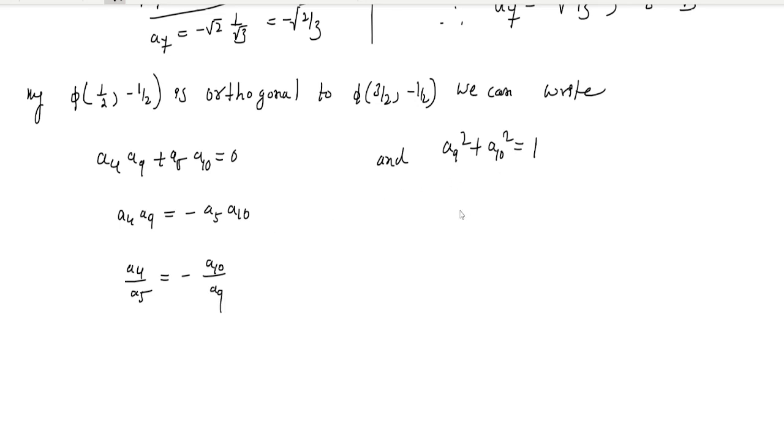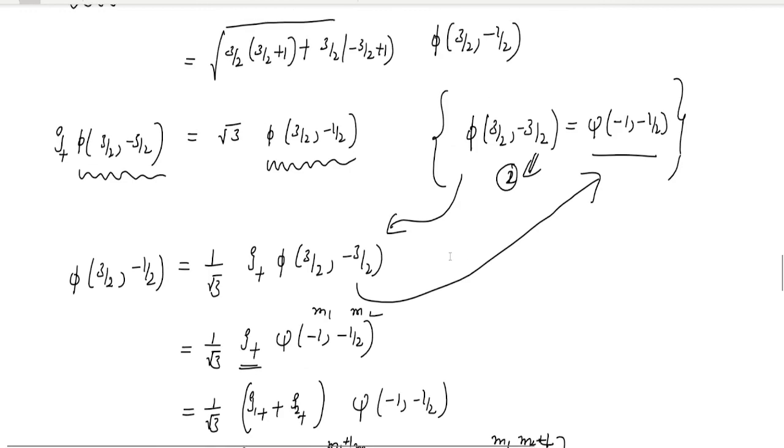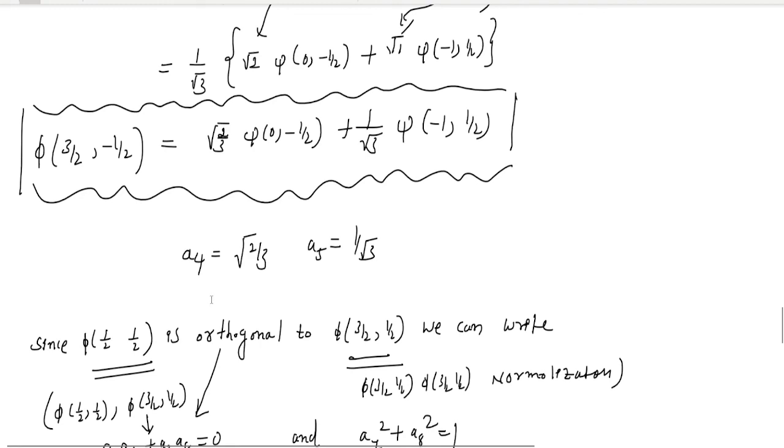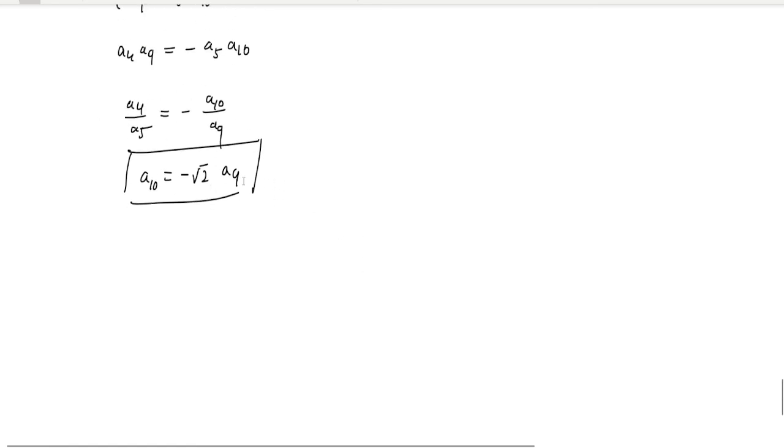a4 divided by a5 equal to minus a10 divided by a9. So here in case if you try to put a4 and a5 values, then you can get a10 equal to minus root 2 a9. Okay, so a4 and a5 values, we know a4 and a5 values. So a4 is equal to root 2 divided by 3, a5 is equal to 1 divided by root 3.